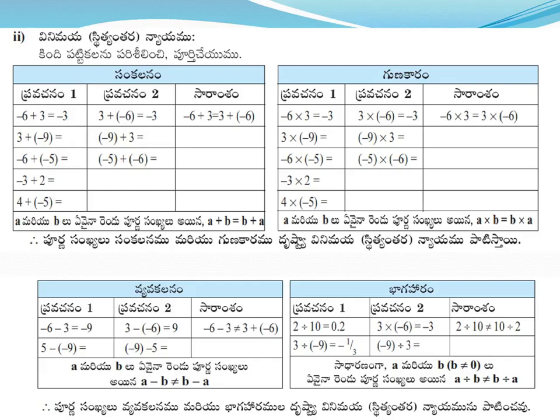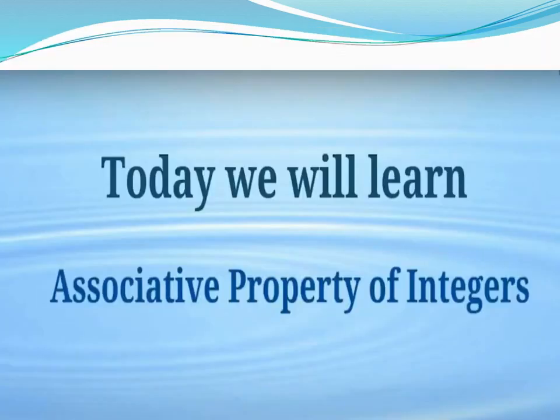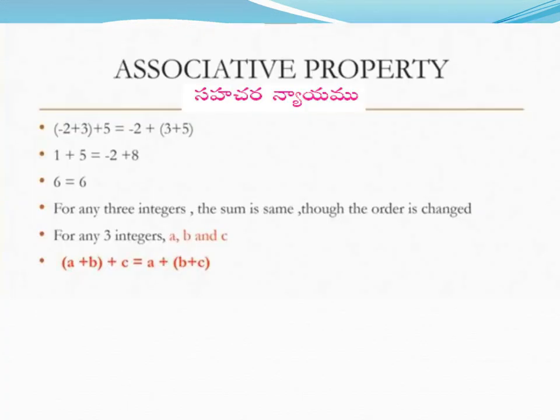Okay students, next we will learn the associative property of integers. According to this property, we will take three integers. Suppose we take -2, 3, 5. So we will write (-2 + 3) + 5 = -2 + (3 + 5).